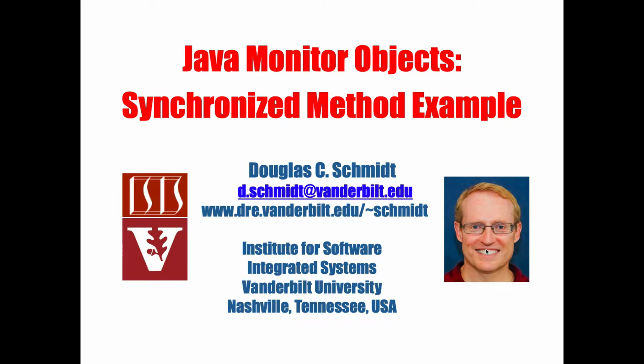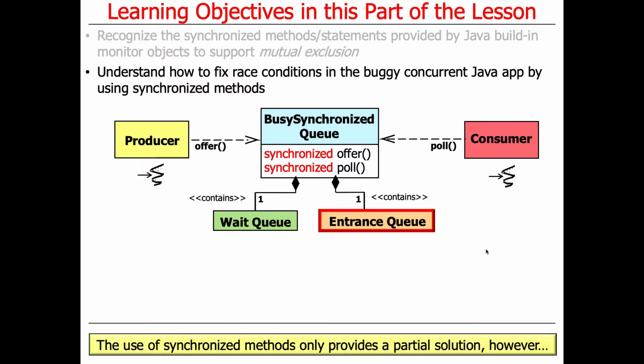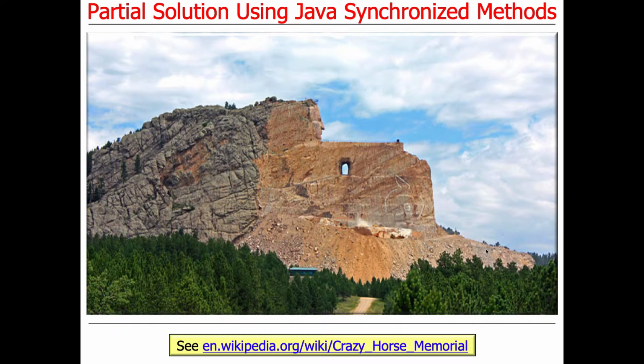We'll take a look now at an example of applying synchronized methods, and we'll see how this is going to fix the race condition in the buggy queue that we had looked at before. As we'll see, however, using synchronized methods only provide a partial solution. They don't go as far as to solve the real hardcore underlying problem. So what's a partial solution?